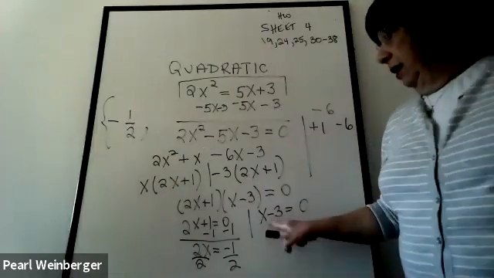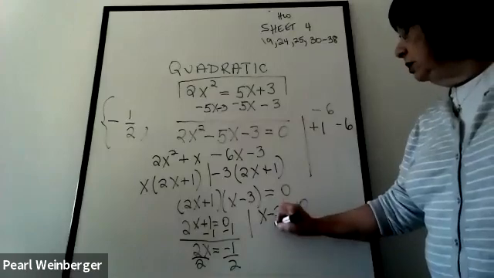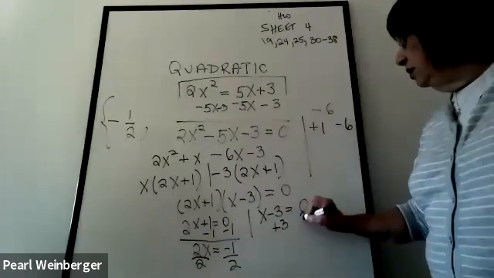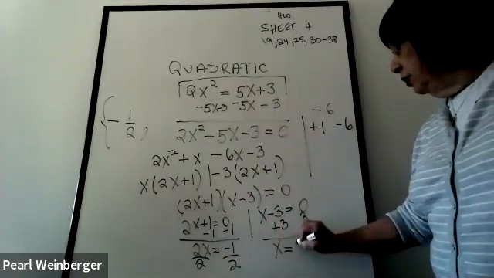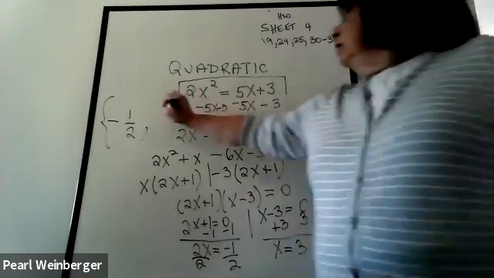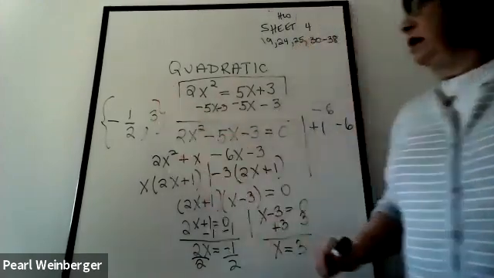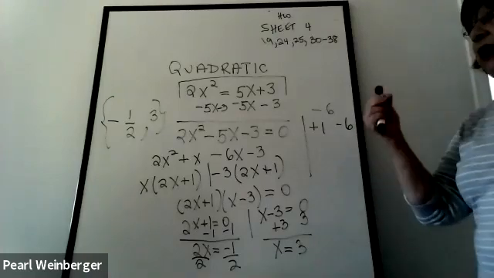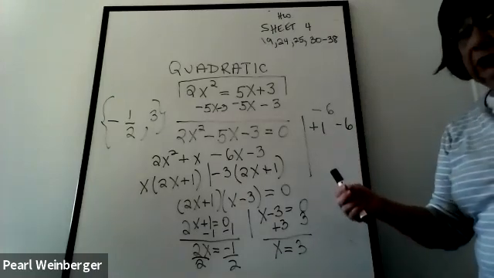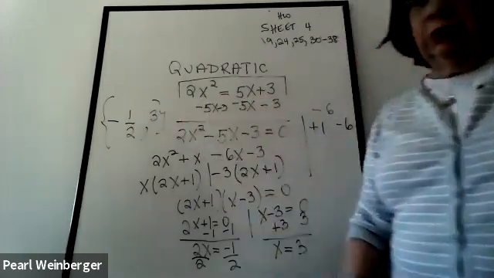What about my other answer? Well, I have x minus 3 equals 0. I also have to get the x alone, so I'm going to add 3 to both sides. And this gives me x equals 3. So here are my two answers. Remember, it's a quadratic equation. I expect to get two answers. One answer is -1/2, and one answer is 3.